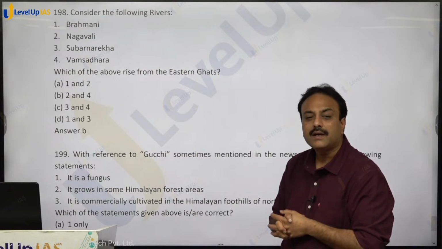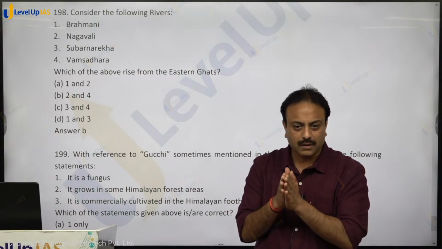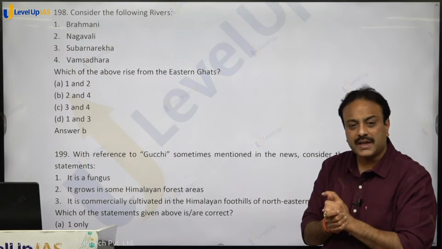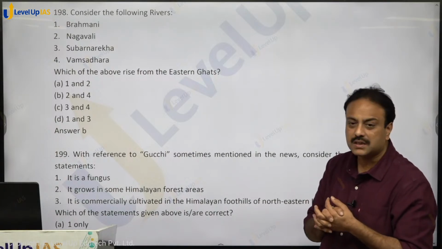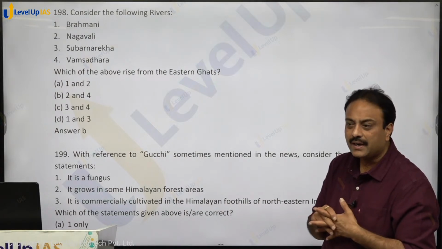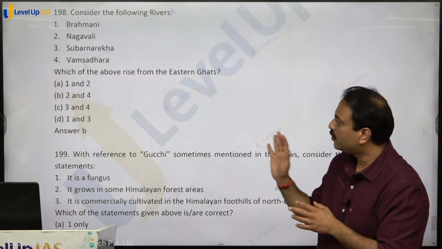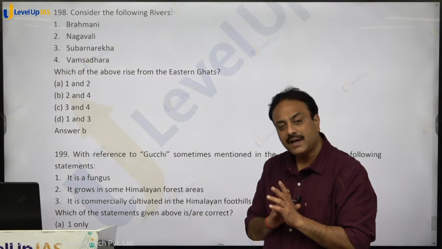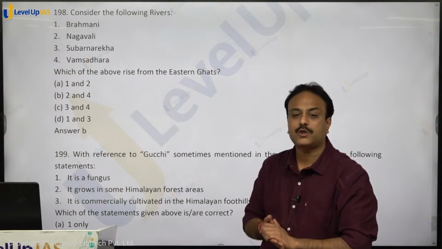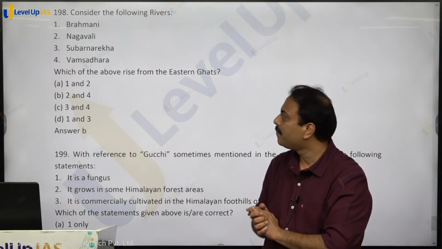Brahmani is formed by the South Koel and Shankh rivers. They join together to form Brahmani. It is from the Chota Nagpur plateau. Nagavali originates from the Eastern Ghats. Brahmani is an independent river, joins Bay of Bengal. Nagavali, independent river, joins Bay of Bengal. Subarnarekha again originates from the Chota Nagpur plateau. Independent river, joins Bay of Bengal.